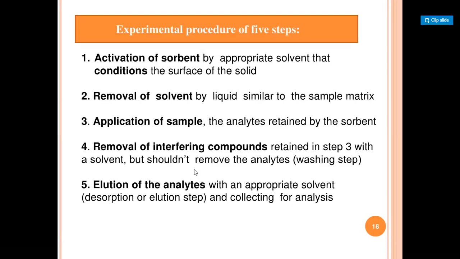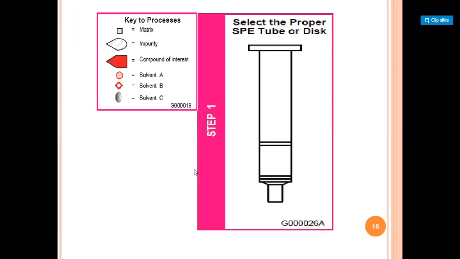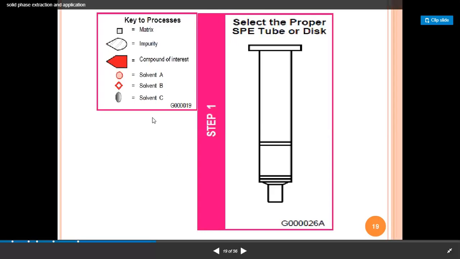The experimental procedure has 5 steps. First is activation of the solid phase by an appropriate solvent that conditions the surface of the solid. Second is the removal of solvent by a liquid similar to the sample matrix. Third is application of the sample, where the analyte is retained. Fourth is removal of the interfering compounds retained in step three with a solvent that shouldn't remove the analyte. And the fifth, the last one, is elution of the analytes with an appropriate solvent and collecting for analysis. Here you can see the process of the 5 steps.